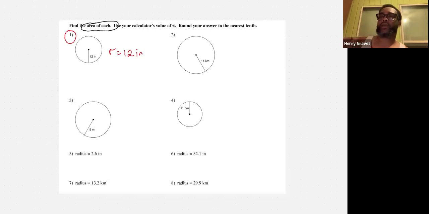So for the first one here, I know my formula is going to be pi r squared. My r is 12, so the area is going to be 3.14 times 12 to the second power. I know 12 to the second power, off my mental math, is 12 times 12, which is 144.